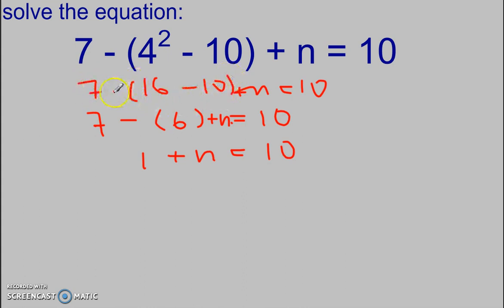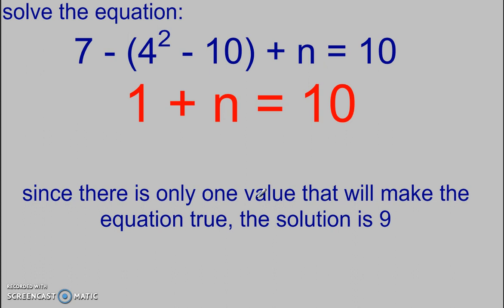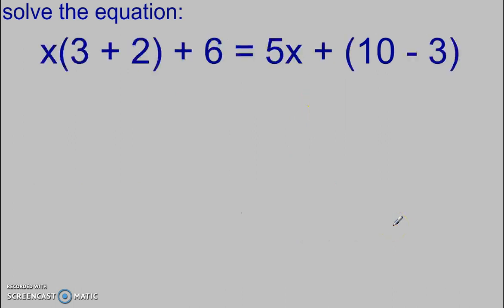There, let's fill that in. There we go. And then finally, to get the variable by itself, we have to undo this expression, so I'm going to subtract 1 from each side, and that gets me n is equal to 9. So there's only one value that makes that true, this expression right here. I can only plug 9 in there after I've simplified this to make that true. So the solution is 9.